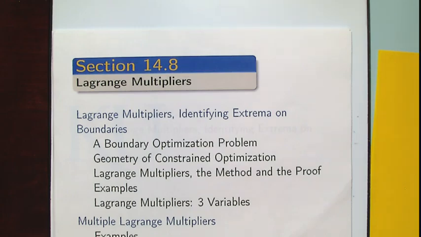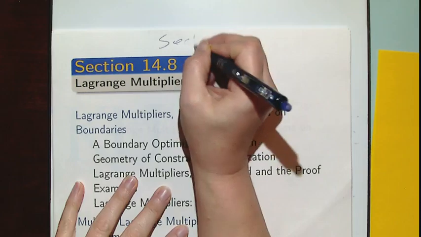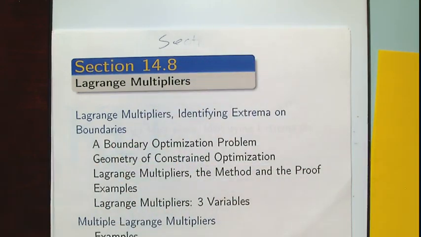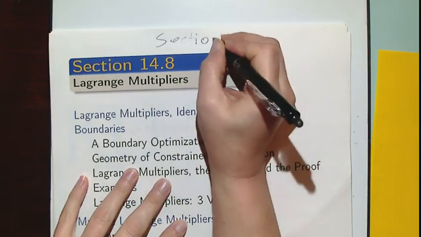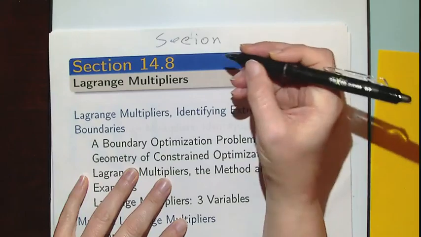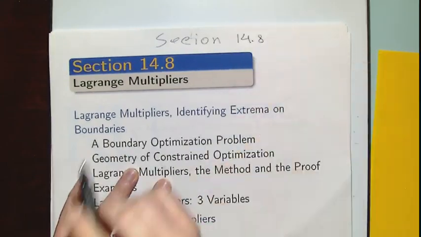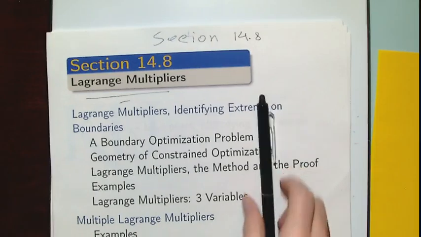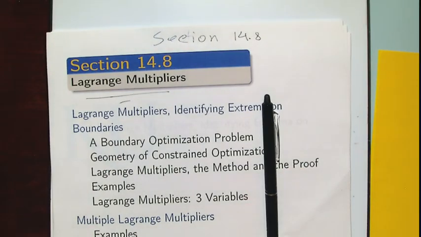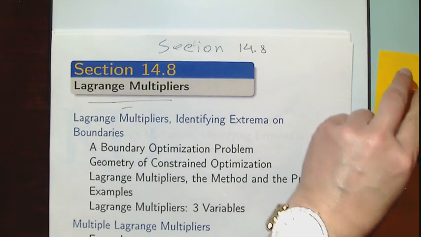So let's start section. Section 14.8. It's called Lagrange Multipliers. So what is up with Lagrange multipliers? I'm going to explain it very briefly.